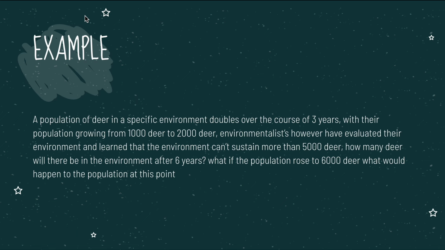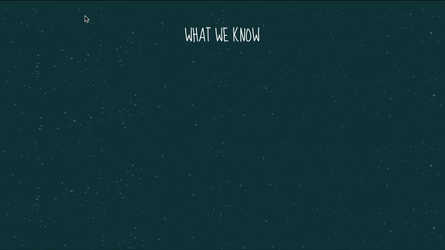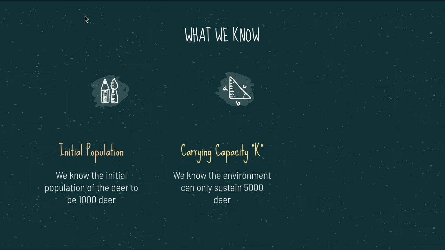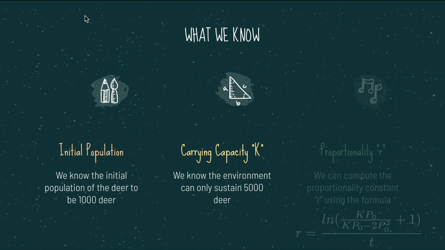Okay, and then it says, what if the population rose to 6,000 deer? What would happen to the population at this point? And we'll talk about that as we go on as well. Okay, and so here's what we know. We have an initial population of about 1,000 deer. We know the carrying capacity to be equal to 5,000, so our environment can only sustain 5,000 deer maximum.